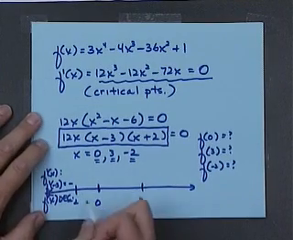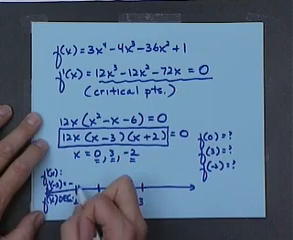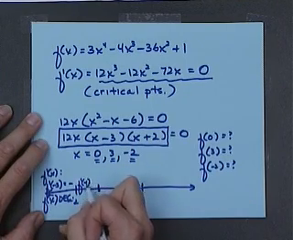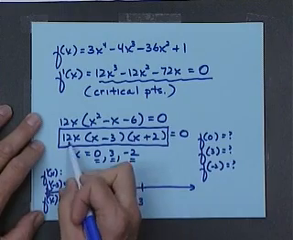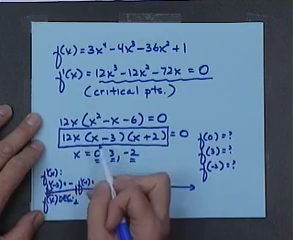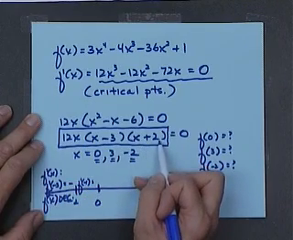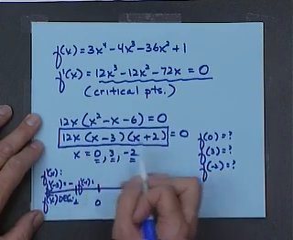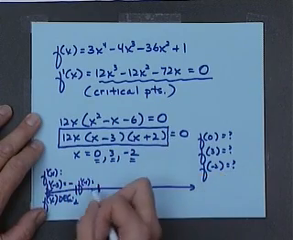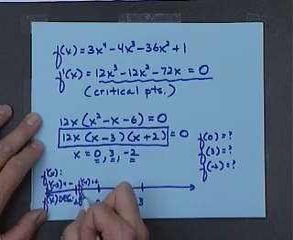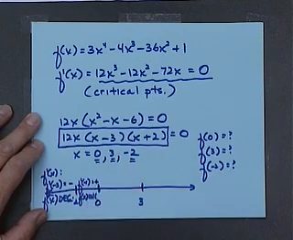And keep doing that same thing. From negative 2 to 0, negative 1 is in there. 12 times negative 1 is negative. Negative 1 minus 3 is negative. Negative 1 plus 2 is positive. Negative, negative, positive. The product is positive. So that means the function itself is increasing.